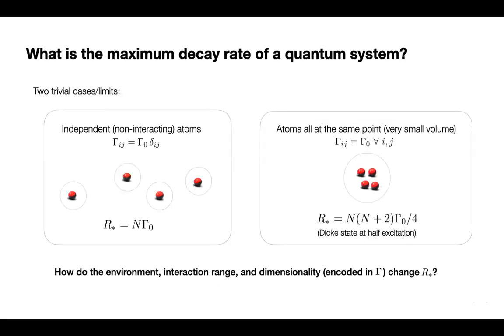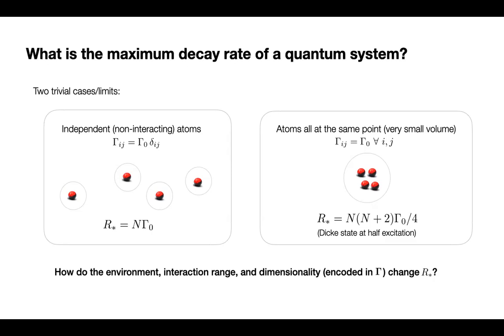So before I proceed any further, let me tell you about two limiting cases. The first one is what happens when you have completely independent particles. If these particles don't talk to each other, this decoherence matrix gamma has only terms in the diagonal. All the other terms are zero. And then it is very easy to find that the maximal decay rate is L gamma 0, such that the decay rate per particle is constant, gamma 0.